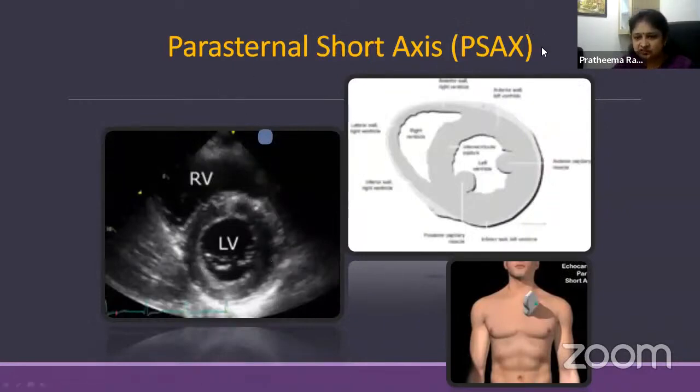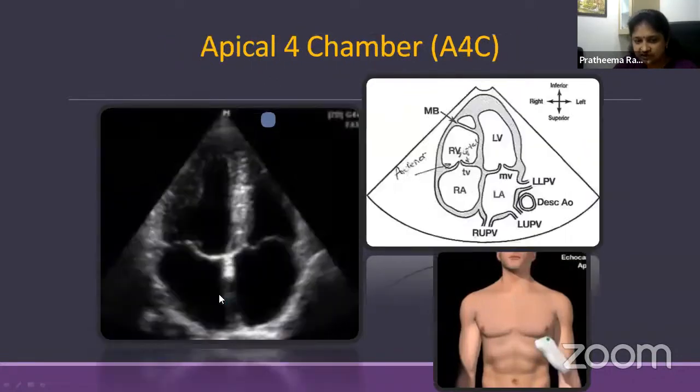This is a short axis view. The same probe, same place. If you just rotate 90 degrees and the probe marker is towards the left shoulder, then we will get an image like this. So this is a cross section of the left ventricle. We can see the muscle mass, and we can also see the right ventricle. And if the right ventricle pressure is very high, then we can see that it can be pressing over the left ventricle. So this is a normal patient, a normal heart, so we don't see any pathological feature. So this is how a parasternal short axis is seen. In this, we can see how the papillary muscles are there, how the heart is contracting.